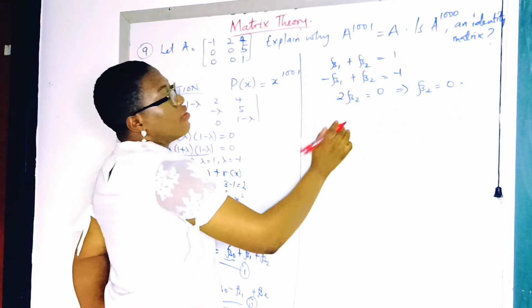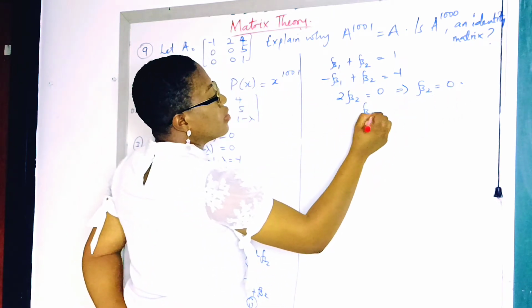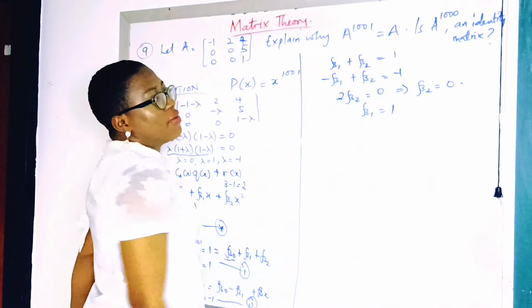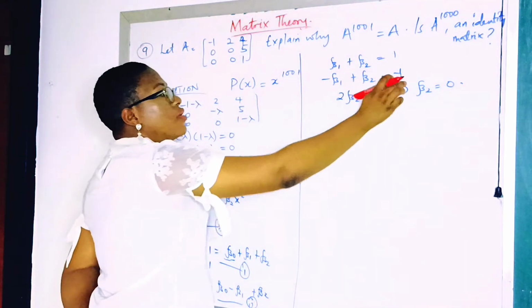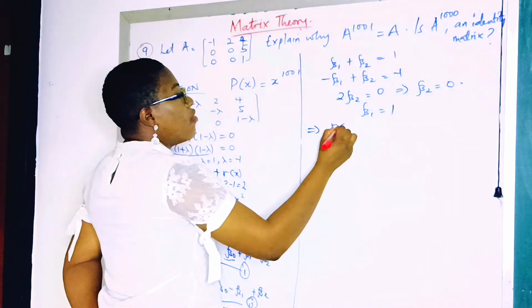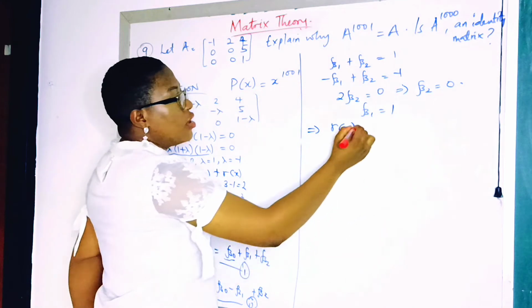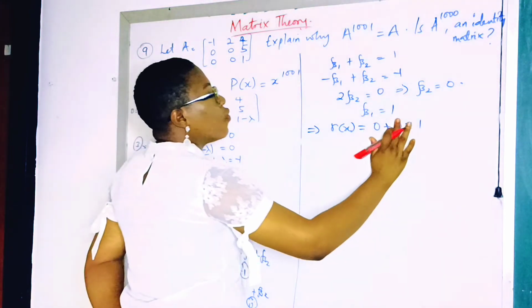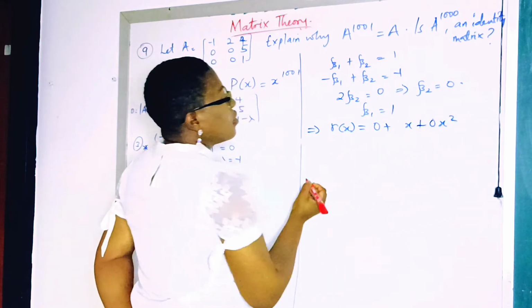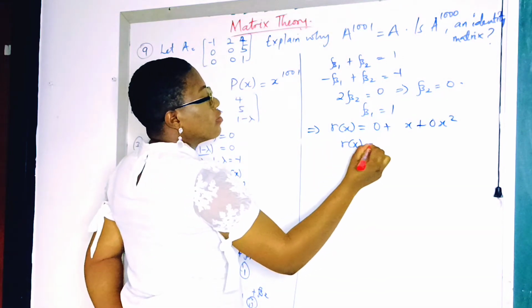And obviously beta 2 is 0, and beta 1 will be 1, which is what I get when I substitute 0 here. If you do the same thing, you still have beta 1 is 1, so beta 2 is equal to 0. So this implies that R of x is equal to 0 plus 1x plus 0x squared. So that means that R of x is equal to x.